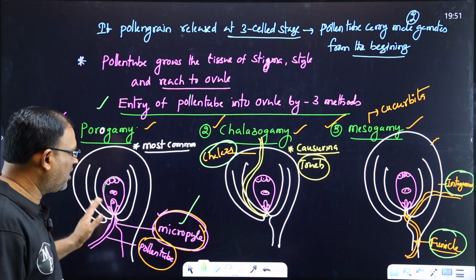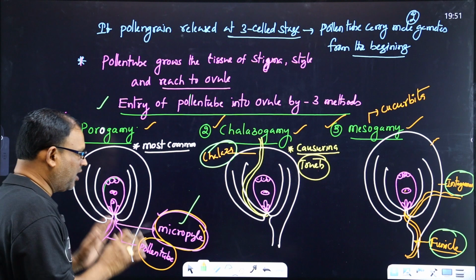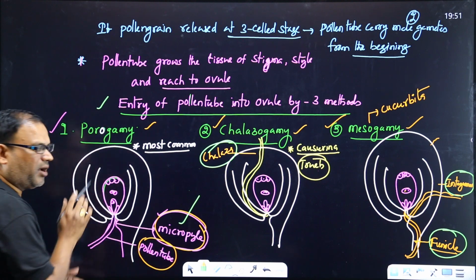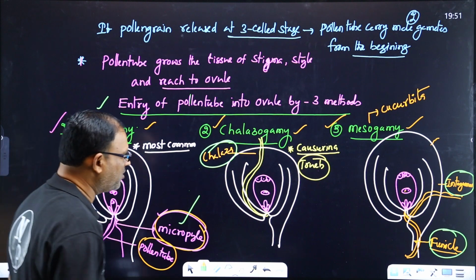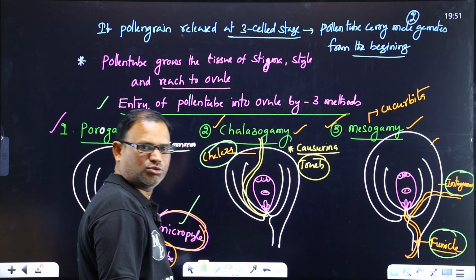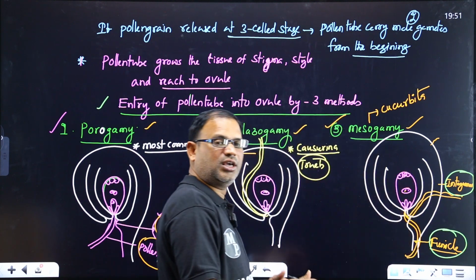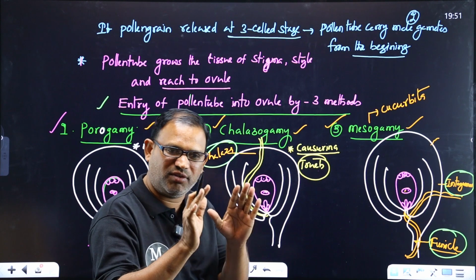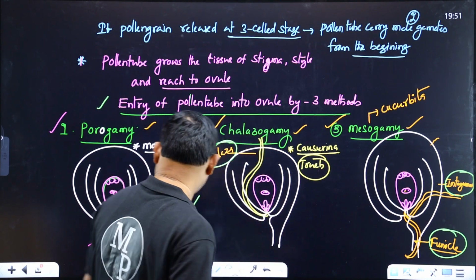See all of you, in all these three methods, the pollen tube always enters into the ovule through only the micropylar region. Whether it comes from the chalaza, or through the integuments or funicle, it moves through the micropylar region. Very, very, very important. Because why? We'll see now.